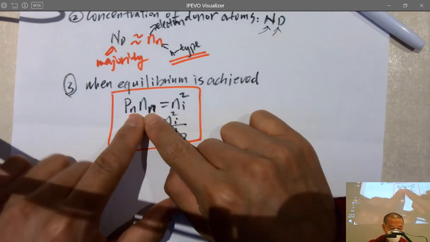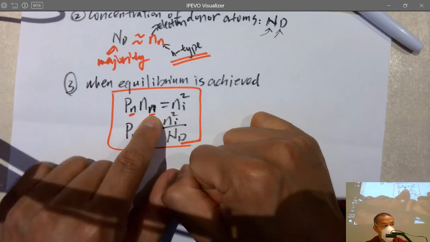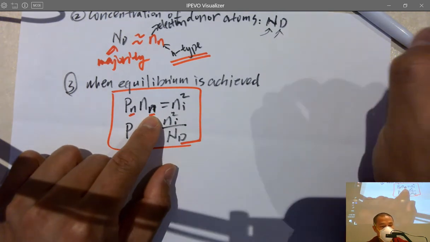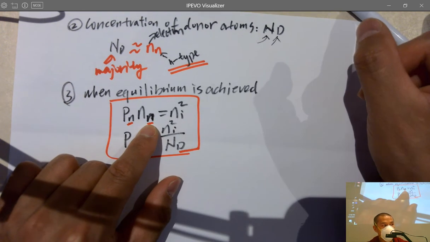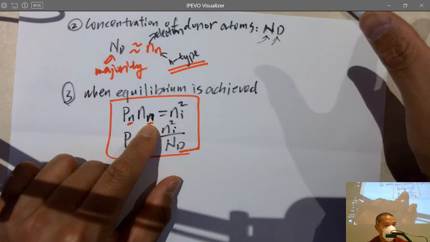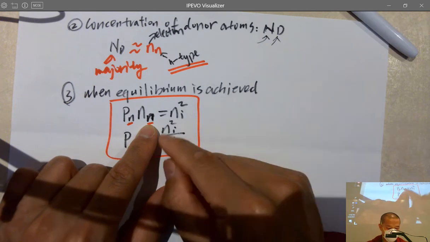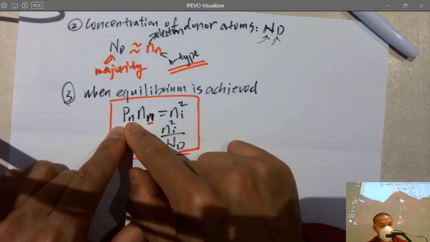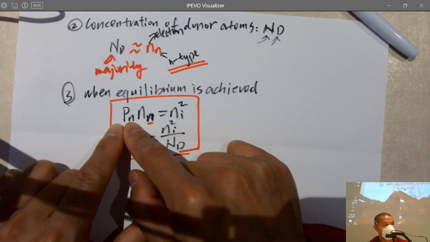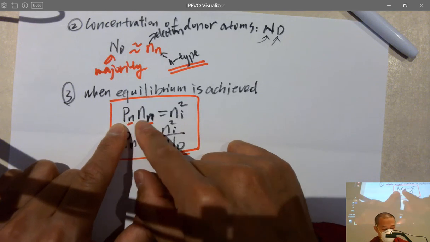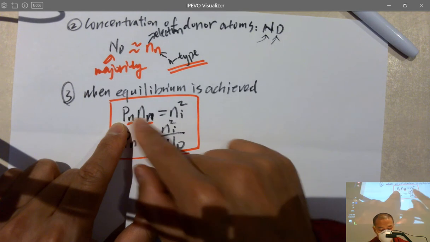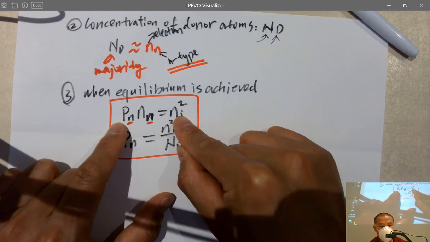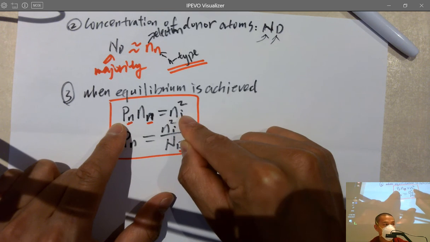When you dope, it's an N-type, right? N-type means I doped that material with electron donors. So there will be a lot of electrons, and then there will be fewer holes because the electrons are filling into the holes. That's why it is possible for it to equal that number.